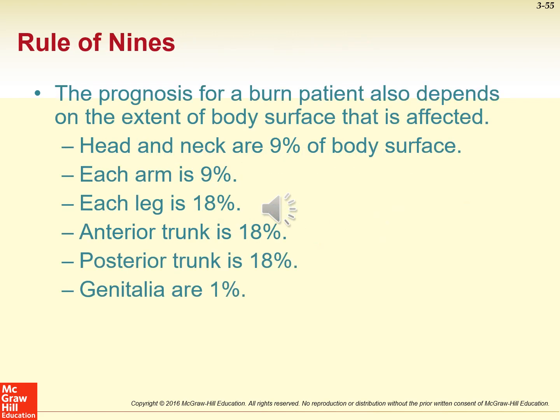The rule of 9s. Head and neck are 4.5% anterior, 4.5% posterior. Each arm is 4.5% anterior, 4.5% posterior. Each leg is 9% anterior, 9% posterior. See figure 3.27 on page 52 of your textbook.